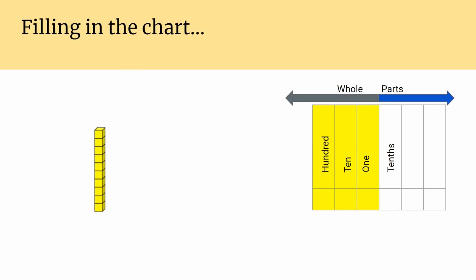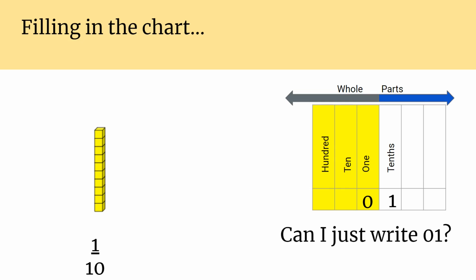Let's fill in the chart. How would I represent this in my chart? Where would it go? Well, I know that that is named as 1/10. So I don't have a whole one yet, but I do have one of the tenths blocks. But can I just write 0, 1? Well, here's the thing. Whenever we write a number like 5 or 236, the number on the right-hand side is understood to be valued at 1.